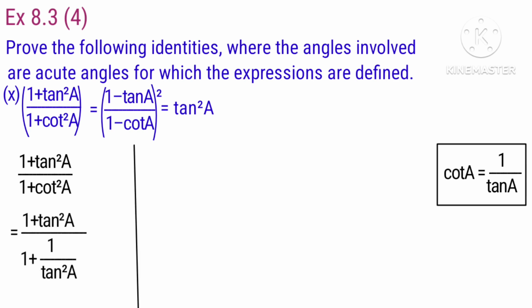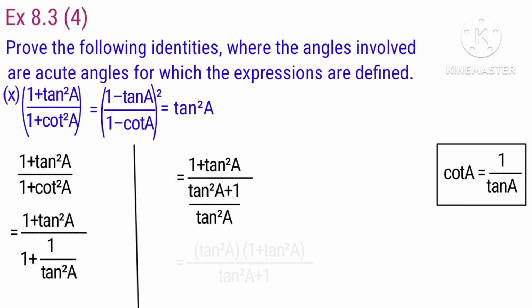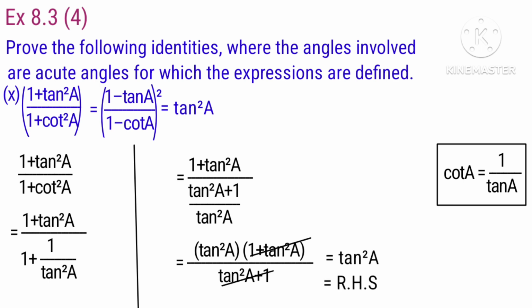So now we have to take LCM in the denominator. So we'll get 1 plus tan square A divided by tan square A plus 1 divided by tan square A. So now we have to reciprocal it. So we'll get tan square A into 1 plus tan square A divided by tan square A plus 1. So here 1 plus tan square A in the numerator and denominator will get cancelled. So we'll get tan square A. So that is equal to RHS.